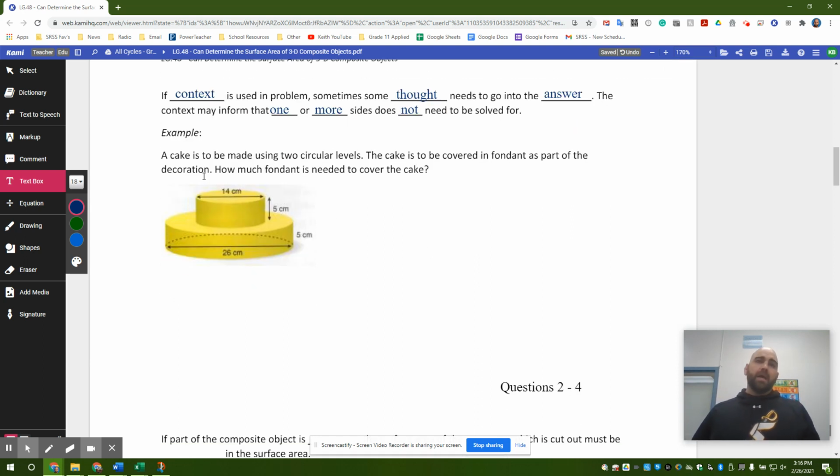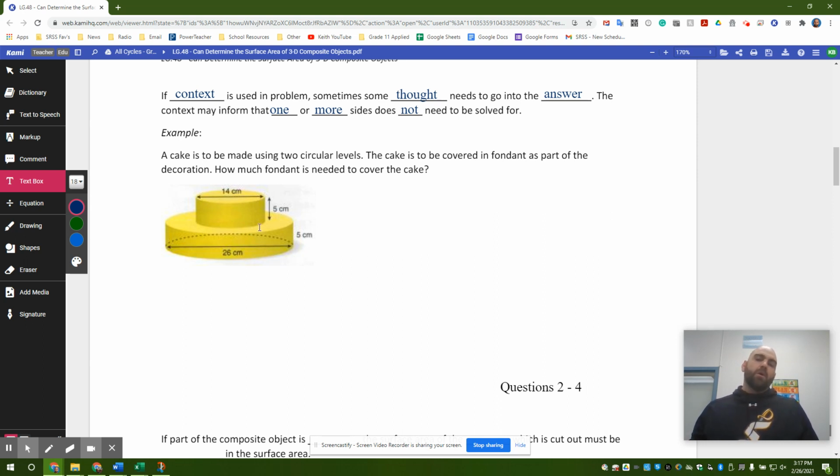So here's the example. A cake is to be made using two circular levels. So these are cylinders. The cake is to be covered in fondant, which is kind of like an icing type thing that goes over top of cakes, for those of you that aren't sure about that, as part of the decoration. How much fondant is needed to cover the cake? Well, if we want to put fondant over the entire cake, we will have to find the surface area for the entire cake.